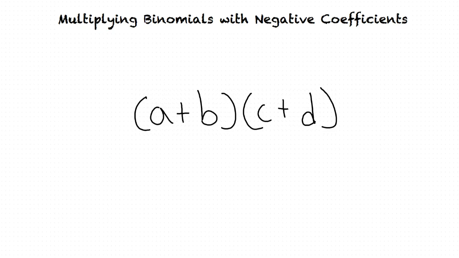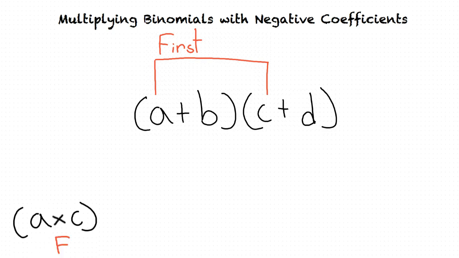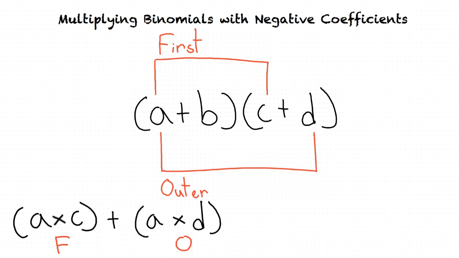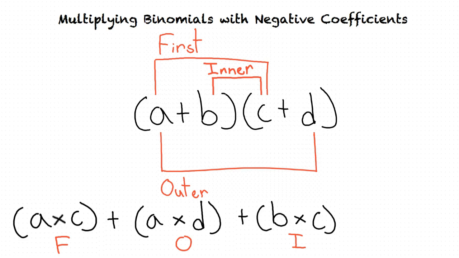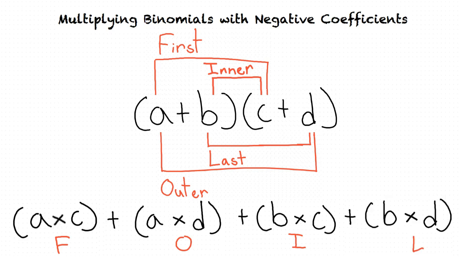Let's use the steps of FOIL in order to multiply these two binomials together. We first multiply the first terms of each binomial, which in this case is a and c. This results in ac. Next, we multiply the outer terms of our binomials, which in this case are a and d. This results in ac plus ad. Now we multiply our inner terms, which are b and c. This results in ac plus ad plus bc. For our final step, we multiply the last terms of our binomials, which in this case are b and d. This results in our final answer of ac plus ad plus bc plus bd.